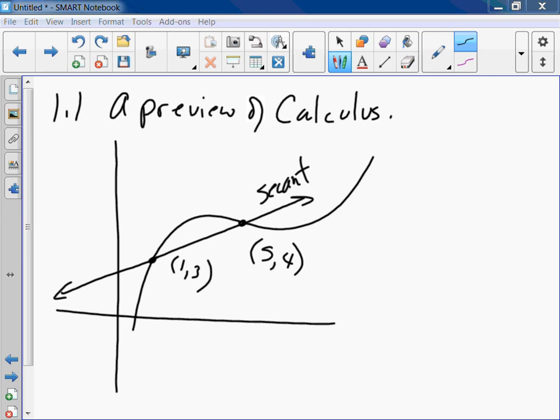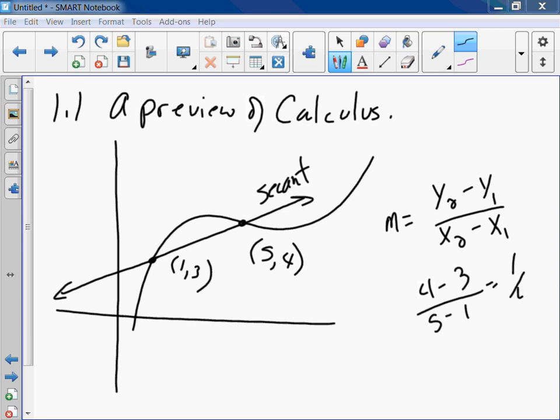Yes, you do. Okay. From Algebra 1, we know that it's equal to y sub 2 minus y sub 1 over x sub 2 minus x sub 1. Just like that. So we have 4 minus 3 over 5 minus 1, which is 1/4. That's the slope of the secant. Okay. This is without calculus.